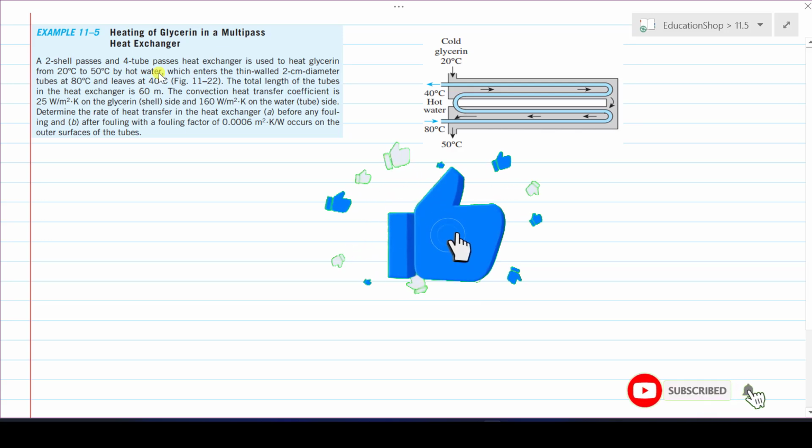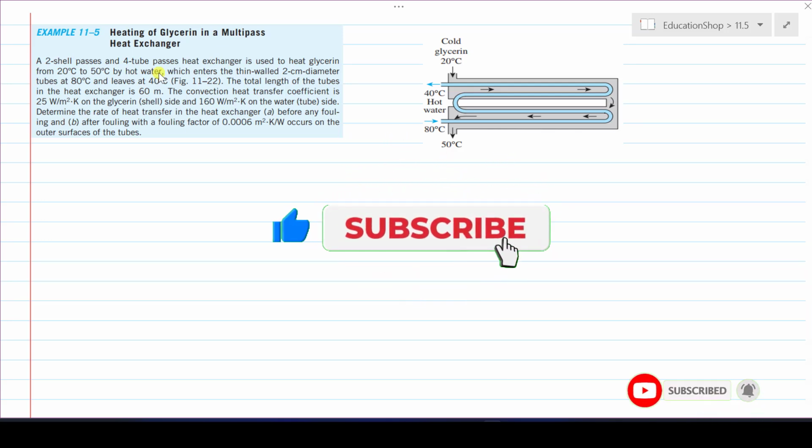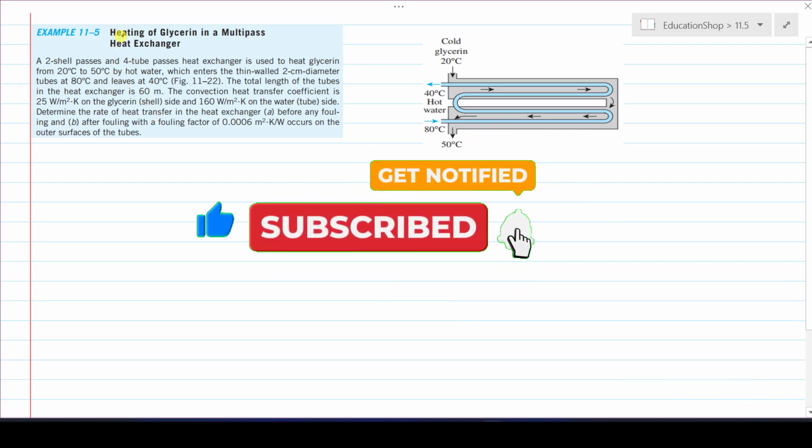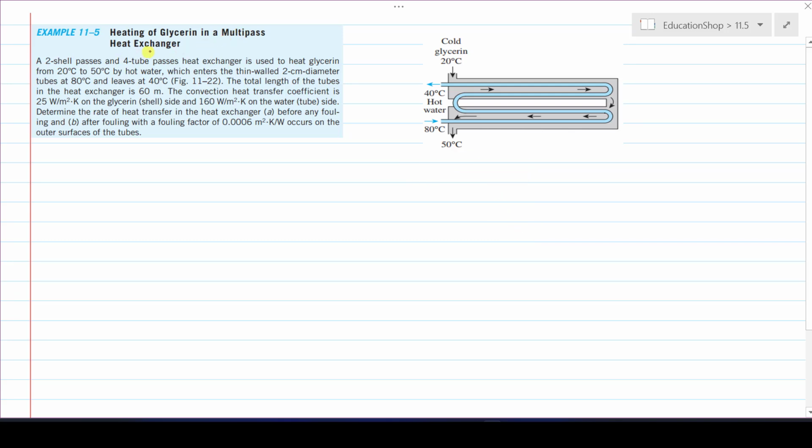In this video we will solve example 11.5 from the book Heat and Mass Transfer by Çengel, 6th edition. Here this statement is relevant about heating of glycerin in a multipass heat exchanger. Multipass heat exchanger means that the shell is 2, so that's why we call it 2 shell pass.